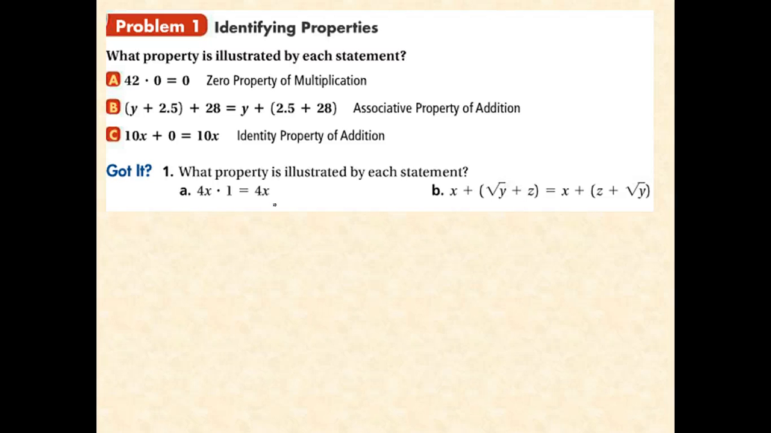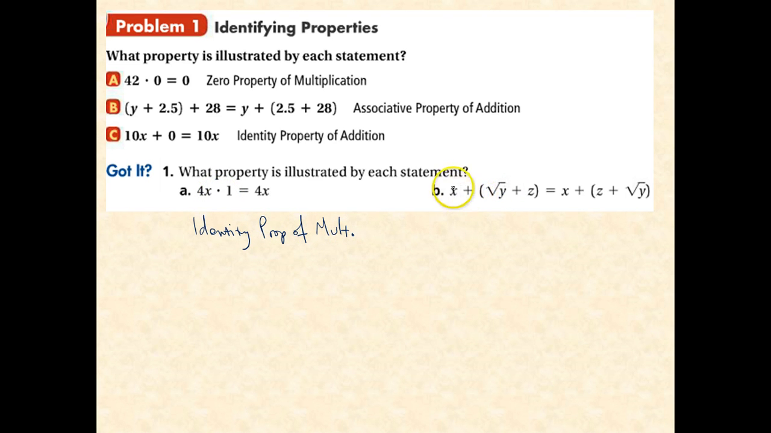I hope you did. All right, what property tells us that 4x times 1 equals 4x? That is the identity property of multiplication.